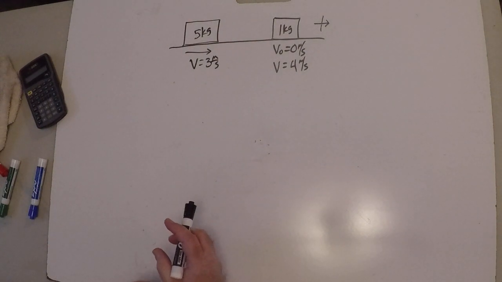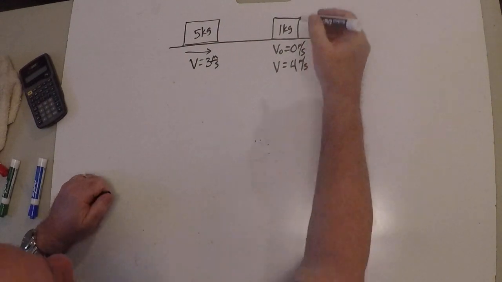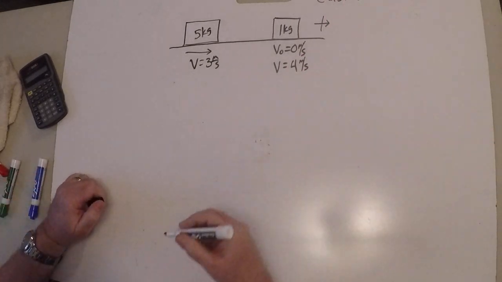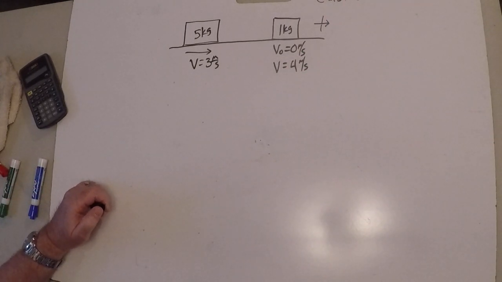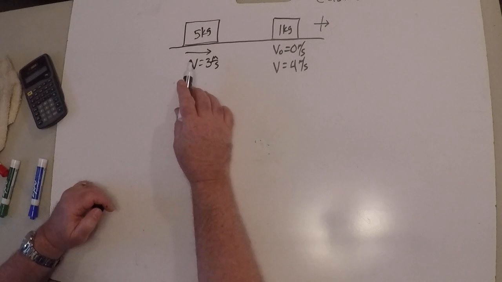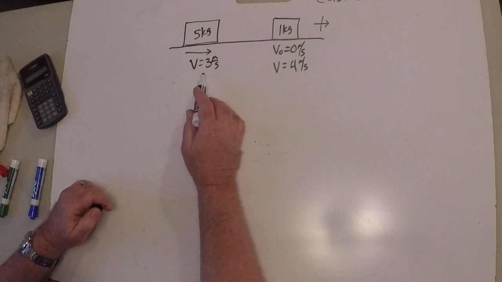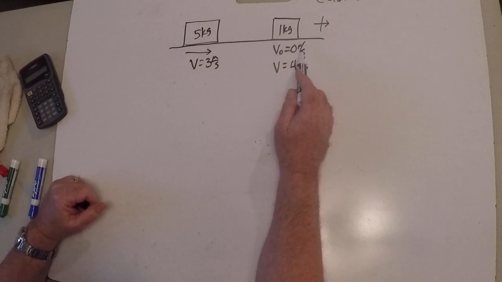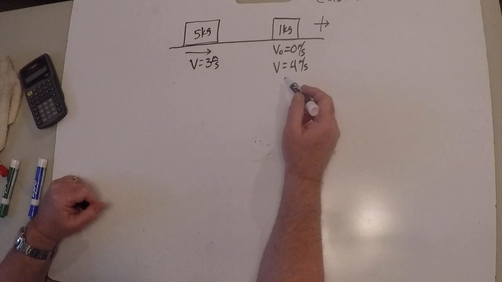Okay, so now let's take a look at an elastic collision. This is where they bounce off of each other. So what we can say here is that we have our 5 kilogram block moving to the right at 3 meters per second, like we did before, and it's going to collide with our 1 kilogram block, which is not moving. But since they bounce off of each other, in the end our 1 kilogram block ends up moving away at 4 meters per second.